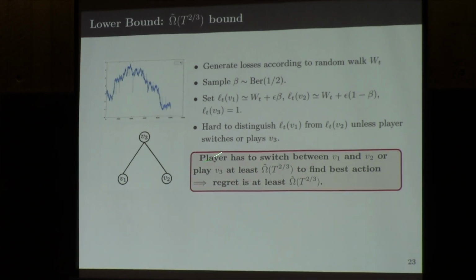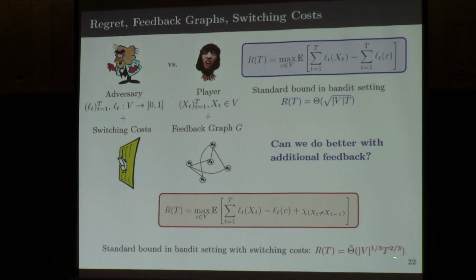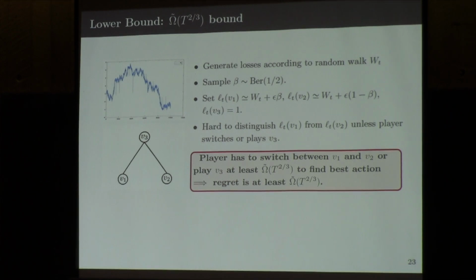So V1, for example, is better perhaps than V2 by a small constant epsilon. And the way the random walk is constructed is that in order to distinguish which arm is better, V1 or V2, we either switch between V1 and V2, or we keep pulling V3. And what we can show is that you really have to pull V3 at least T to the 2/3 times, or switch between V1 and V2 T to the 2/3 times. So in either case, the regret is at least T to the 2/3. So the lower bound here cannot be improved in terms of the dependence on T. The T to the 2/3 is the switching cost we'll have to pay.